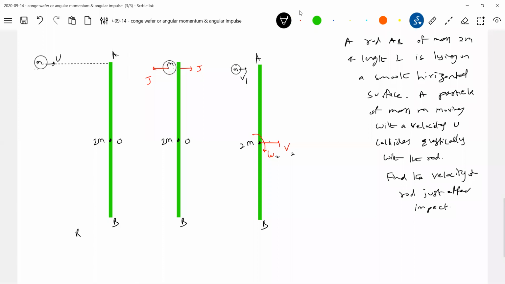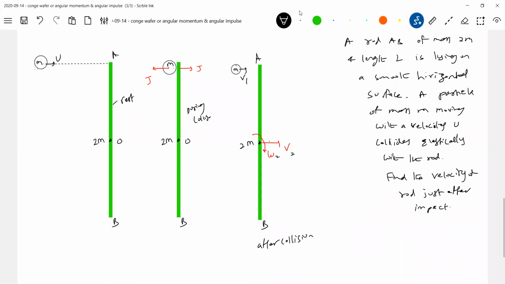This is before collision. And what is the state of the rod? It was at rest. This is during collision. This is after collision. Okay, we have this much here. Then what are the unknowns? V1, V2, omega 2. Three unknowns are there.